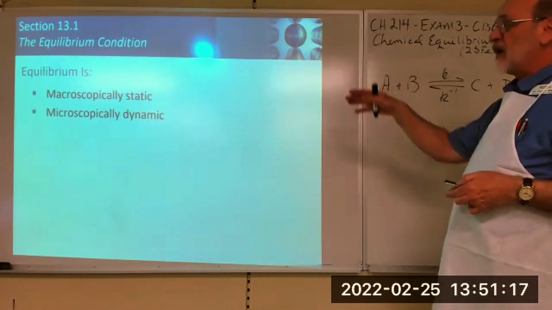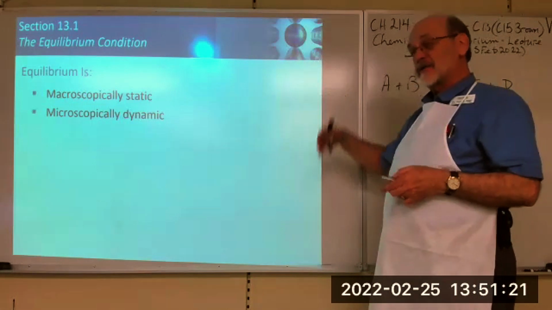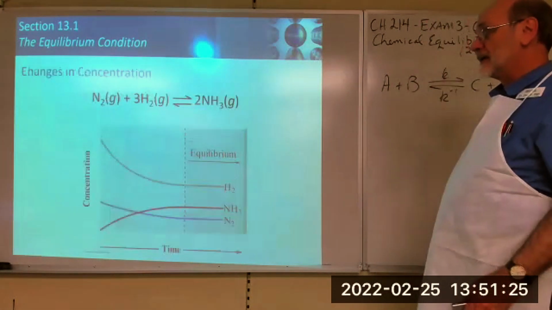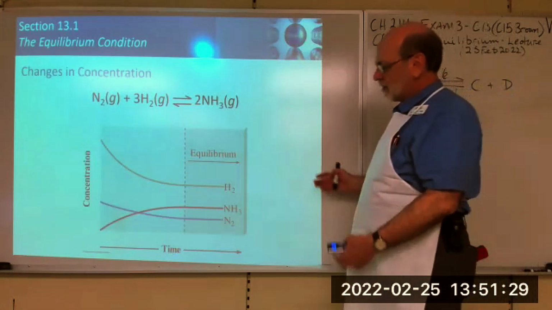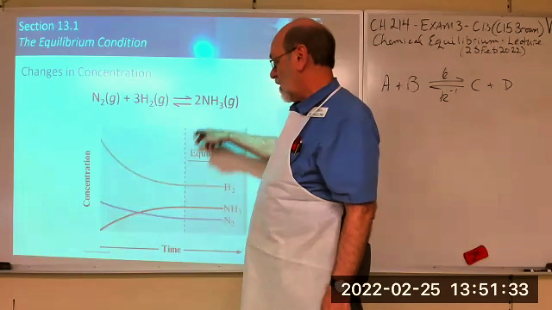So we've got these two possibilities. The macroscopic looks static, nothing's changing, but the microscopic is dynamic. Things are happening at a furious pace. And this is one example. This is one way to represent it: at the very beginning, you have no ammonia at all.